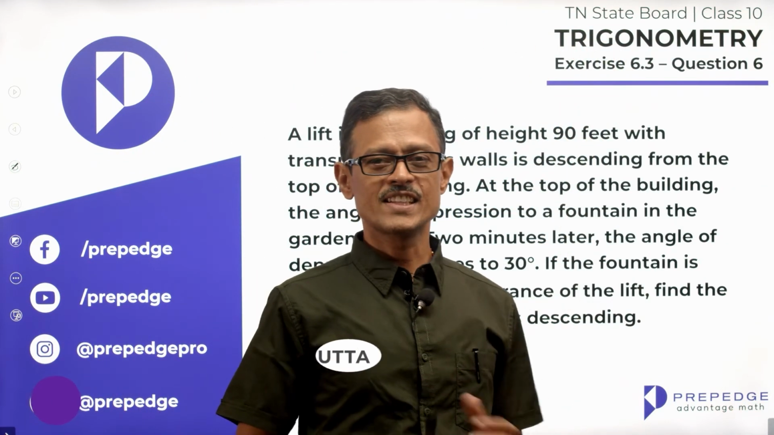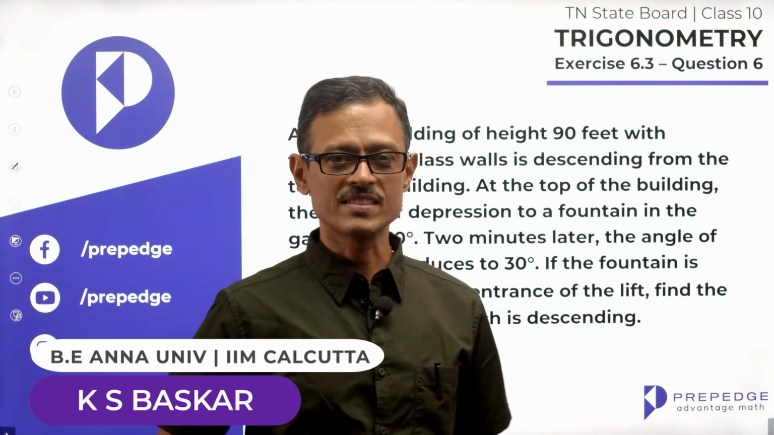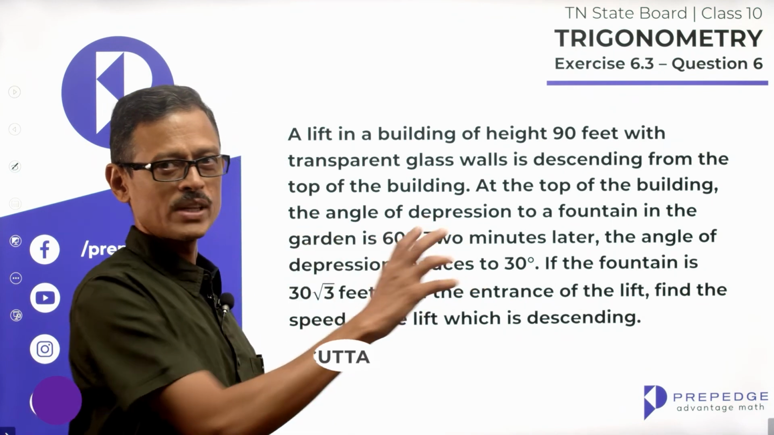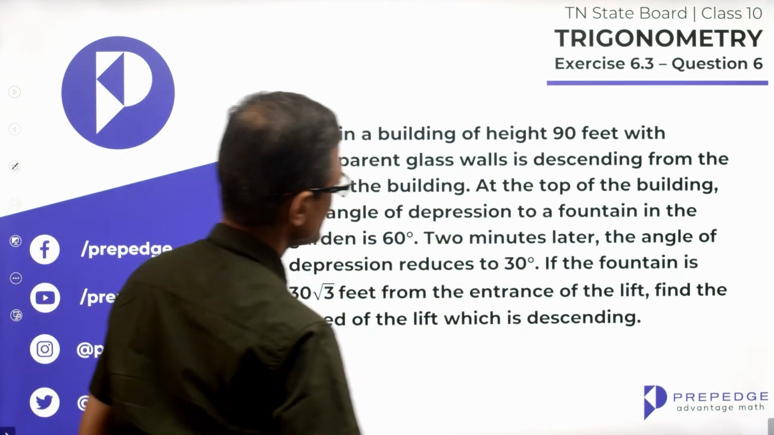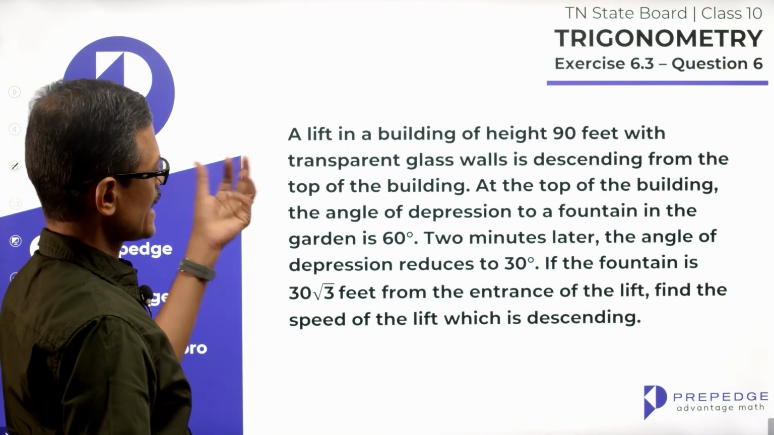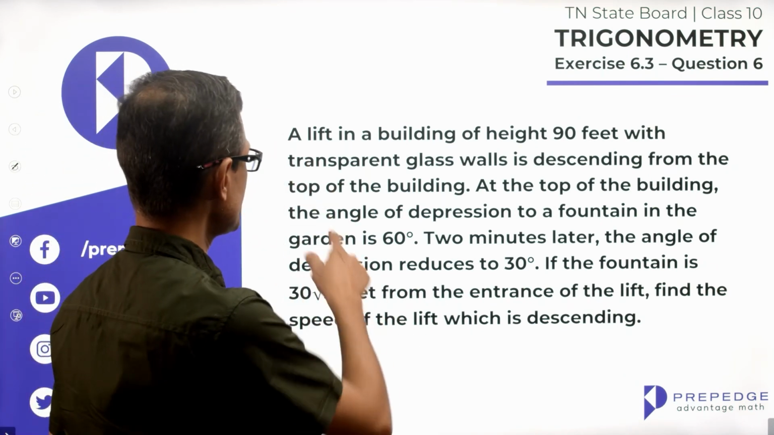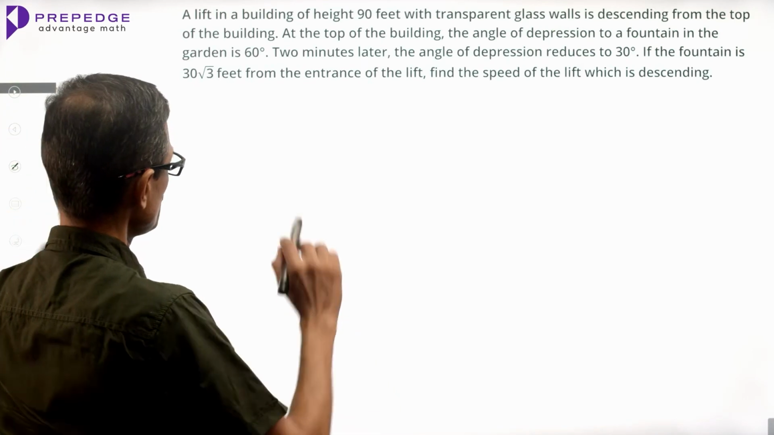Trigonometry chapter exercise 6.3. In the exercise, this is the last question. Interesting question. Many people say it is difficult, but it's a very easy question. A lift in a building of height 90 feet with transparent glass walls is descending from the top of the building. Right. So first, let's draw the picture.